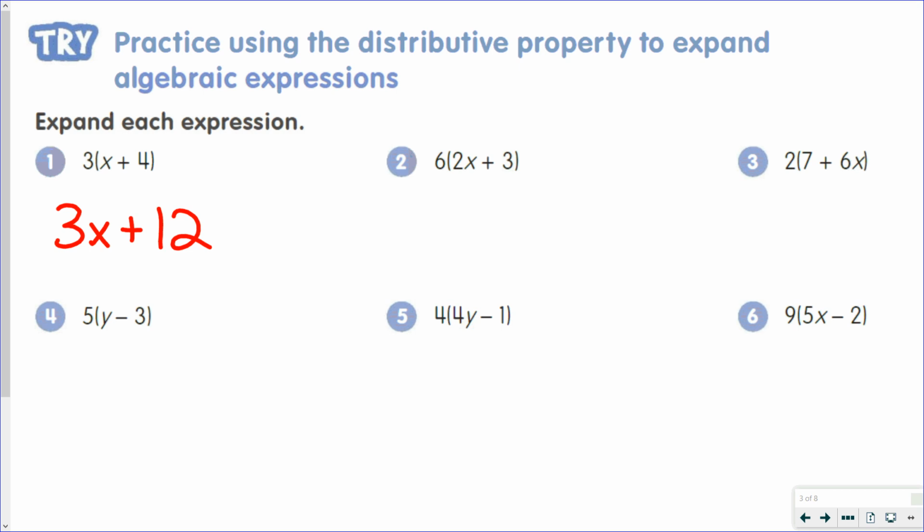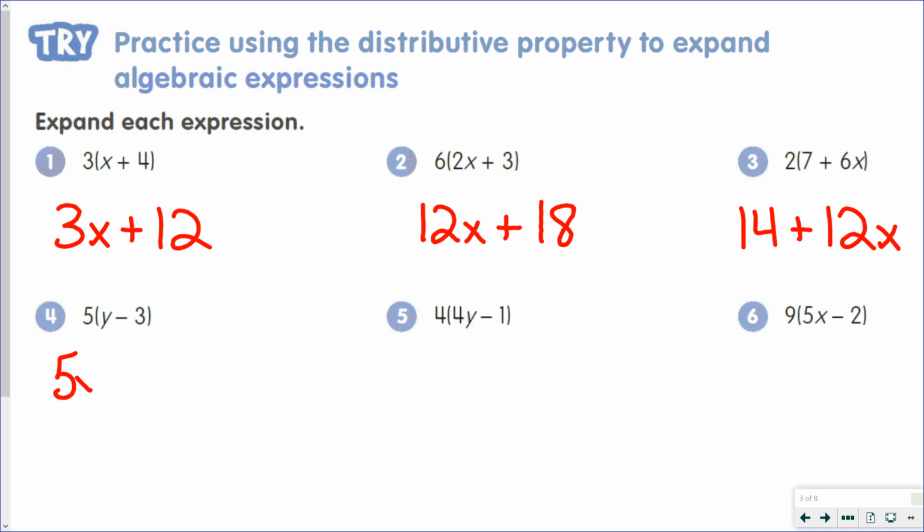For number 2, 6 times 2x is 12x. And we're adding. 6 times 3 is 18. For number 3, 2 times 7 is 14. And we're adding. 2 times 6x is 12x. For number 4, 5 times y is 5y. And you can see we're subtracting, so we're going to keep that subtraction. 5 times 3 is 15.